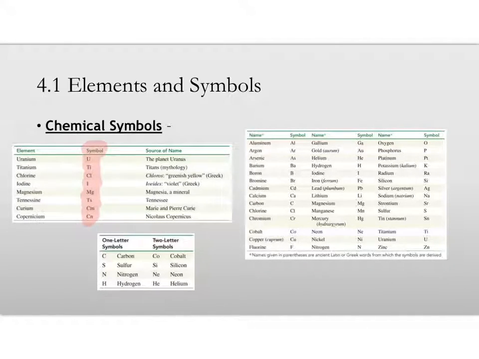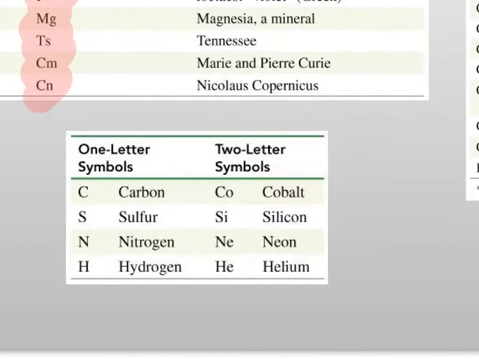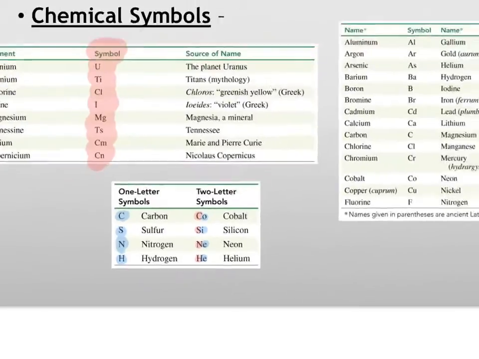And the one at the bottom left has some one-letter symboled elements and two-letter symboled elements. What you need to notice when looking at these is that the one-letter symbols always are capitalized. But when they're two letters, the first letter is capitalized and the second letter is always lowercase. That's always going to be true.